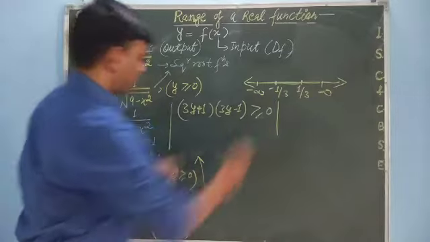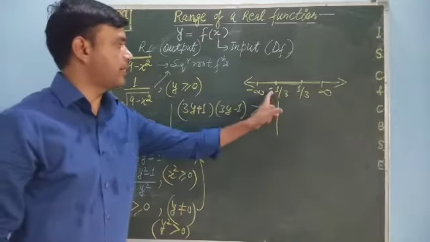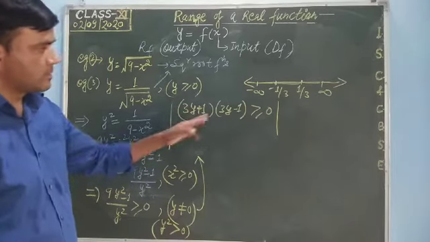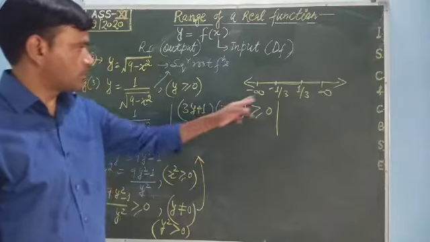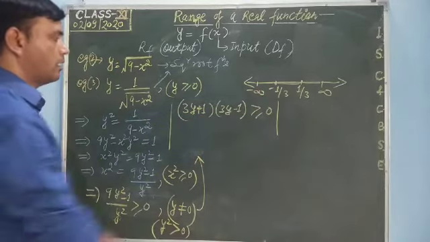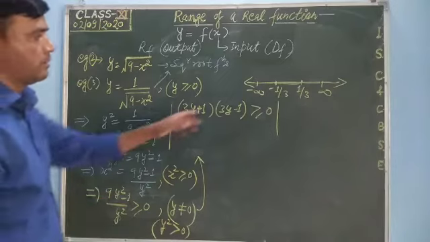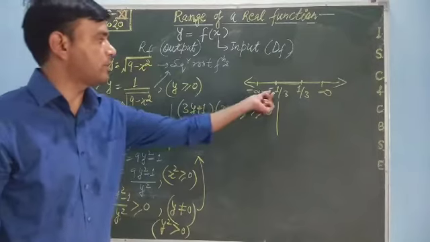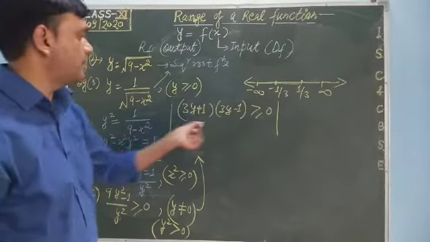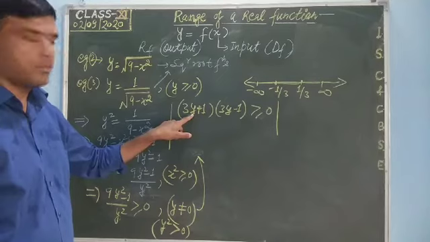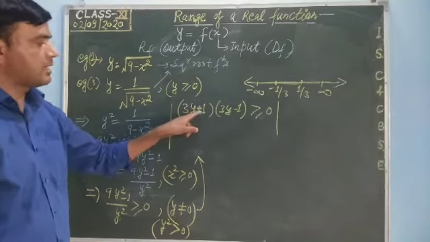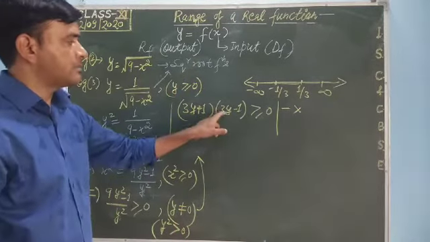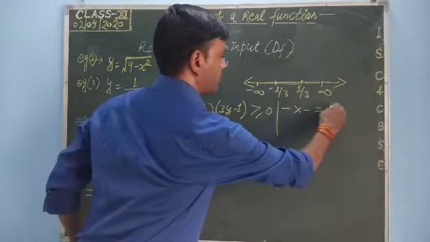Now look at this. If we put something between minus infinity and minus 1 upon 3 in place of y, what are we getting? Suppose y is equal to minus 1, because minus 1 lies between minus infinity and minus 1 upon 3. Putting minus 1, 3y plus 1 becomes minus 2, negative, and 3y minus 1 becomes minus 4, again negative, so overall this becomes positive.